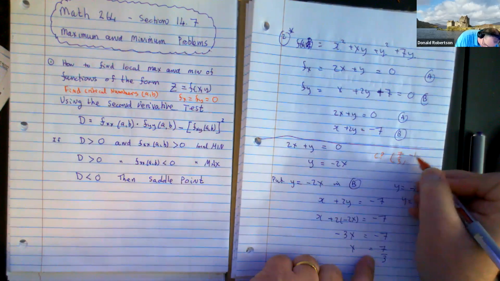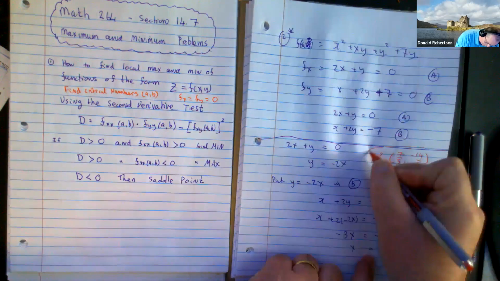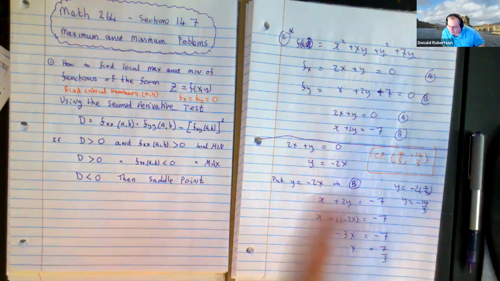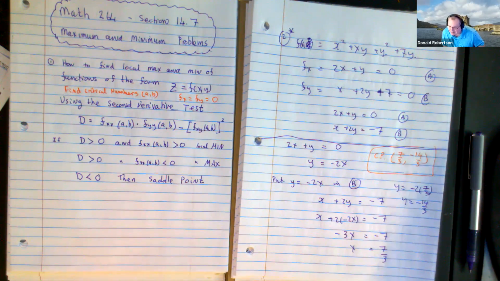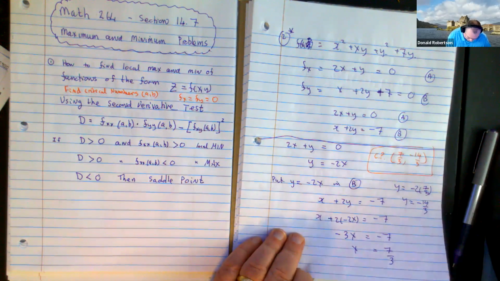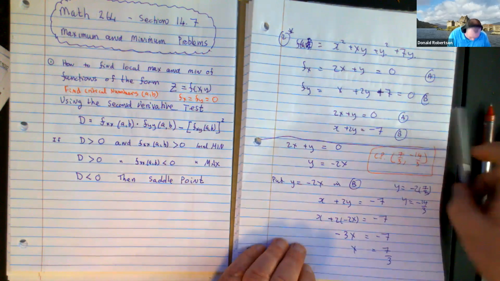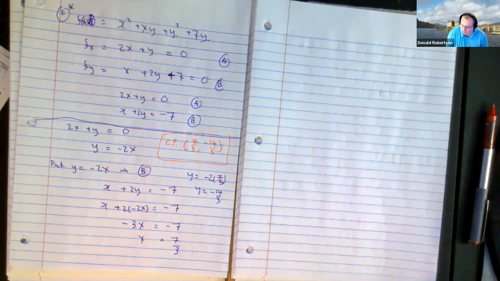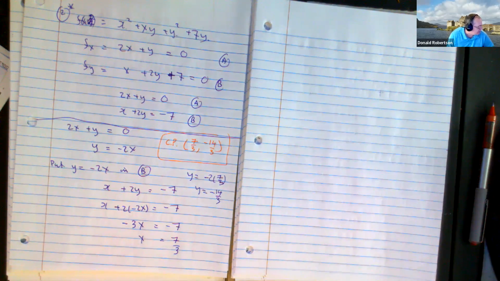7/3 and negative 14/3. From that point onwards, can't you find the second derivatives, find capital D, and then do the test? And I don't know if that's a local max, a local min. It might even be a saddle point, but that would be your job. If it doesn't have any, you put DNE in capitals, because there's only 1 point, so it can only be one of those 3 things, and the other 2 things will be DNE.